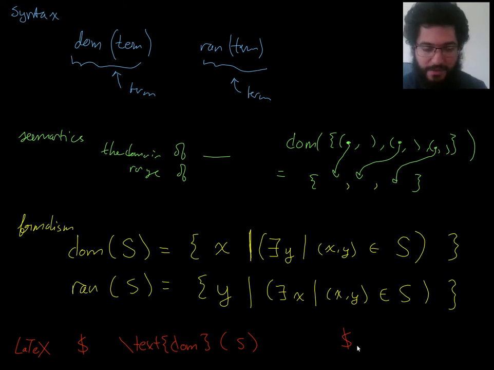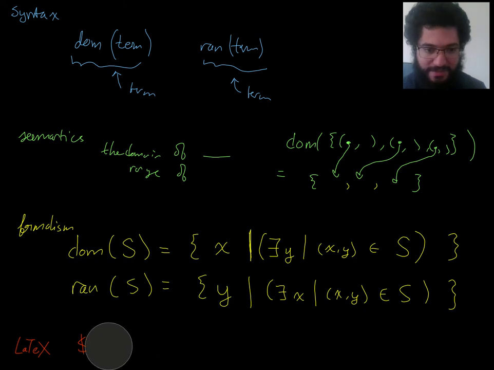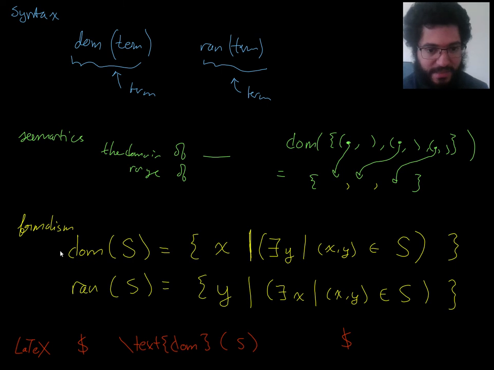Another thing you can do, if you want to really do it better, instead of text, you could use operator name. Operator name. And this will allow LaTeX to know exactly what is the best way to space this relative to parentheses and equal signs and other things. So it's a subtle difference, but this is probably the better way to do it.